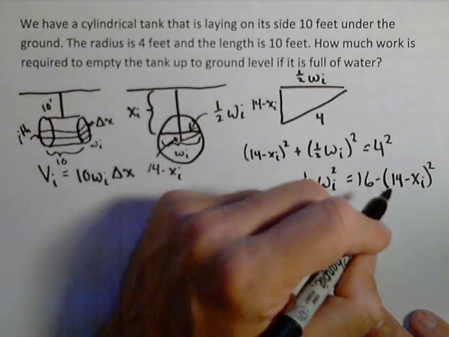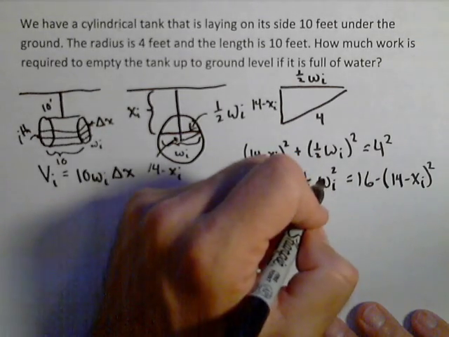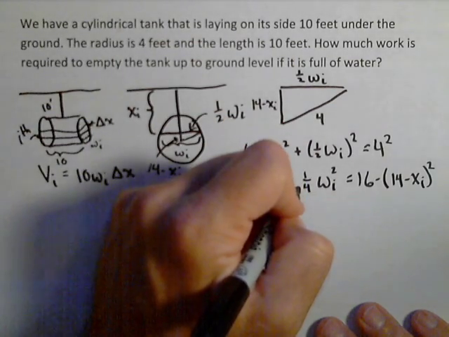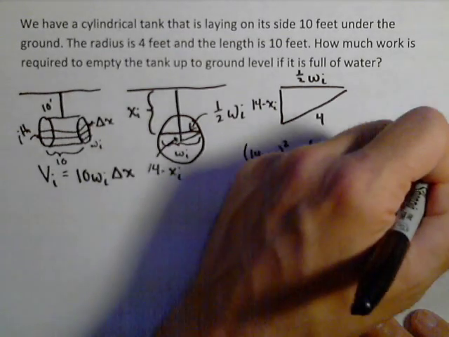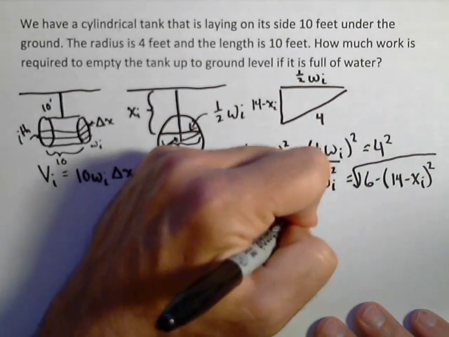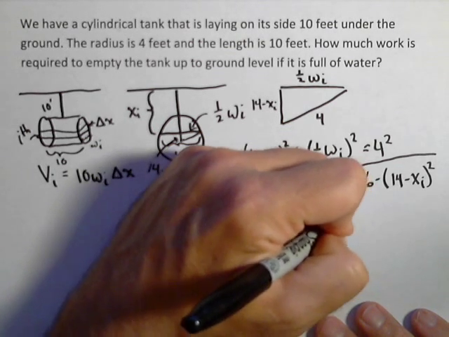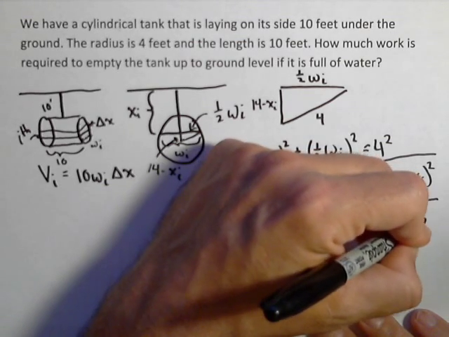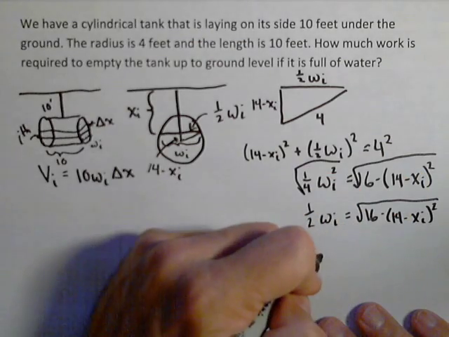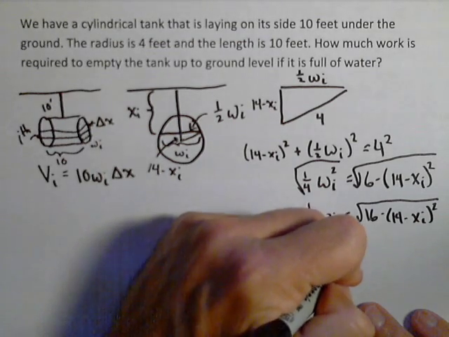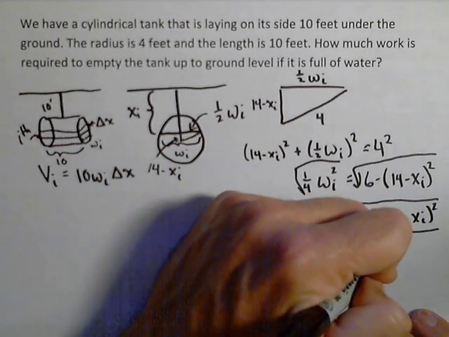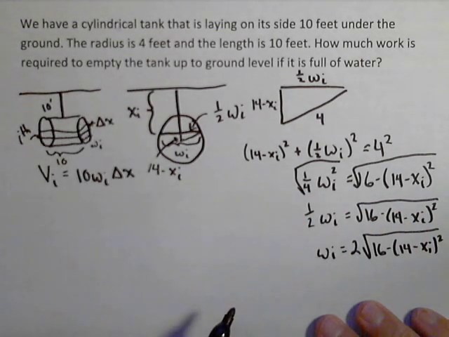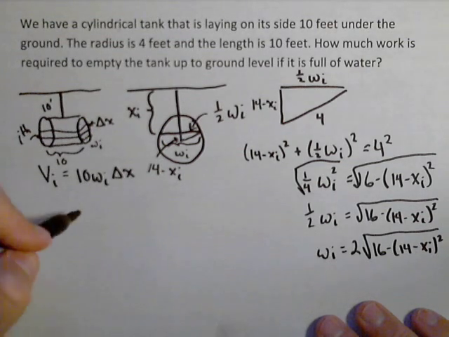Last thing I got to do is multiply through by 4 and then take the square root, or actually we could go ahead and take the square root now. Let's square root both sides. So I get 1/2 W sub I equals the square root of 16 minus 14 minus x sub I, the quantity squared. Or W sub I equals 2 times the square root of 16 minus 14 minus x sub I, the quantity squared. So there's the substitution I'm going to make for my W sub I.